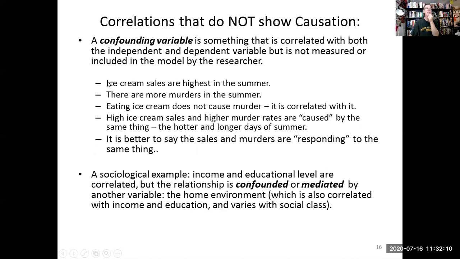So here's the classic example of where you have confounding variables. Ice cream sales are highest in the summer. So's the murder rate. They're correlated, but they're not causal. Would you want to say eating ice cream causes murders? Or would you want to say that murders cause people to want ice cream? No. They're caused, so to speak, by the same thing, by hot and long days.